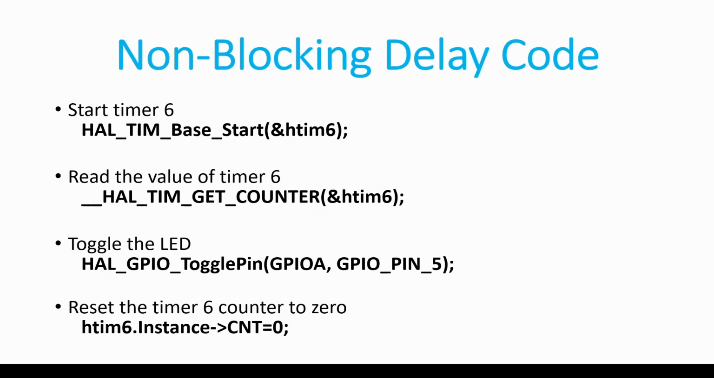There are 4 functions that drive this example. The first 2 are the same functions we used in the previous example to start the timer and get the counter value. The third is the API to toggle our LED on and off. And the last is how we will write a value to the counter. In this case, we will be resetting the counter back to 0.